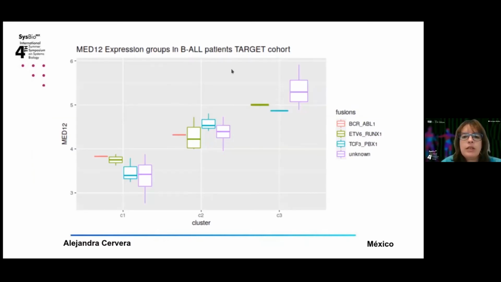So for that, we look at the TARGET cohort, which is a public data set of B-cell acute lymphoblastic leukemia patients. And surprisingly, we have a very similar pattern in which the majority of the samples that have the highest levels of expression for MED12 are actually unclassified.